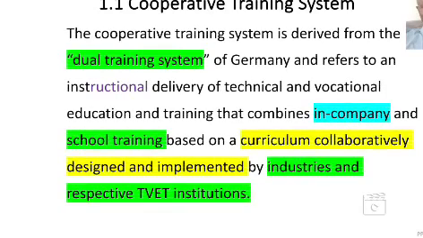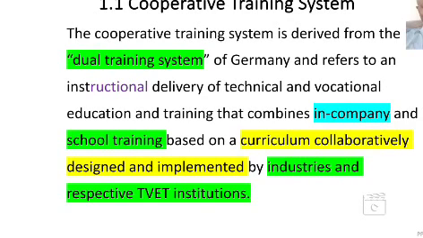Now, when we talk about cooperative training, what does this system mean? The cooperative training system is derived from the dual training system of Germany and refers to an instructional delivery of technical and vocational education and training that combines in-company and school training, based on a curriculum collaboratively designed and implemented by industries and respective TVET institutions. Now, let us expound those terms which are colored.